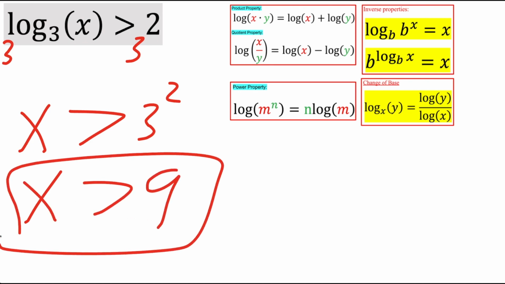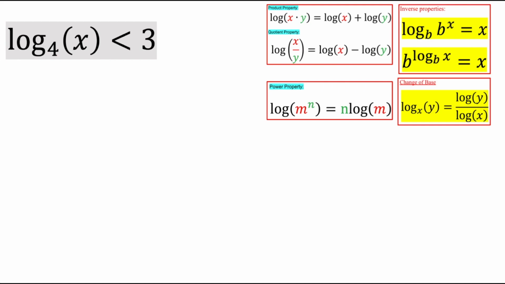Now, again, we have to check for extraneous solutions. So if x is bigger than 9, that's fine. Again, we can't have a 0 and we can't have any negative numbers. And x is bigger than 9 could be 9, 10, 11, 12, 12.5. And so this will work.